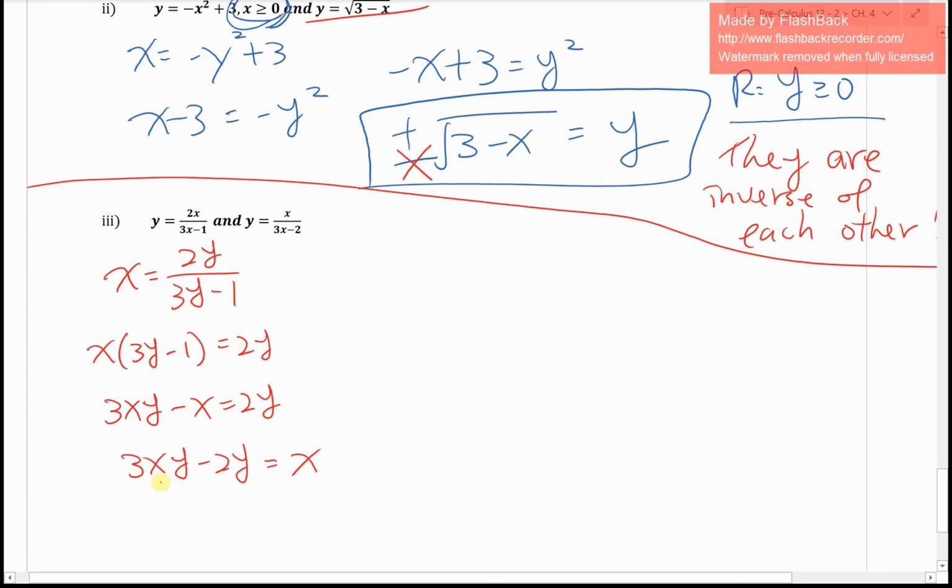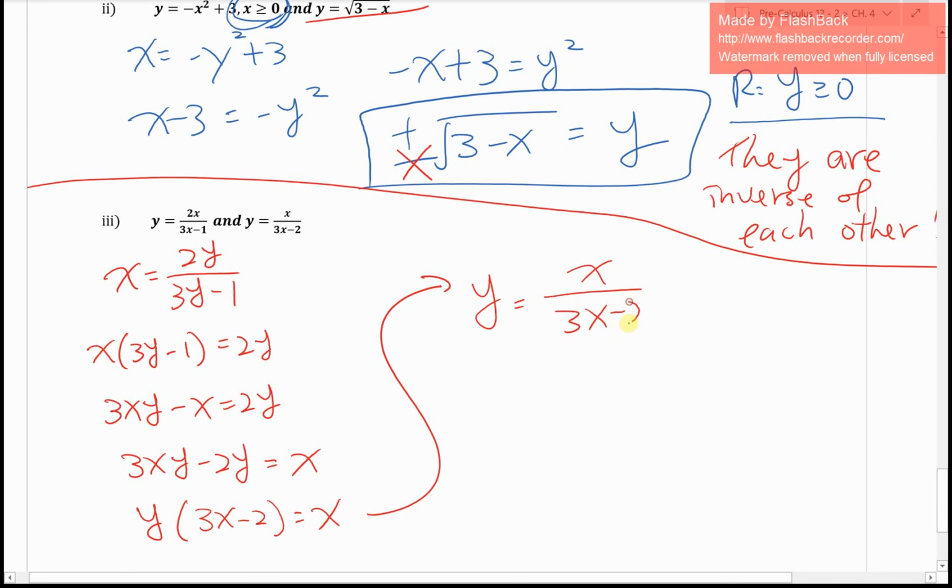Now I have two terms on the left, and both terms have a y in them. That means I can factor the y. So I end up with y times 3x minus 2 equals x. Now I only have one single y. I can solve for y by dividing both sides by 3x minus 2. And there is my inverse. You can see they are the same. So yes, they are inverse of each other.